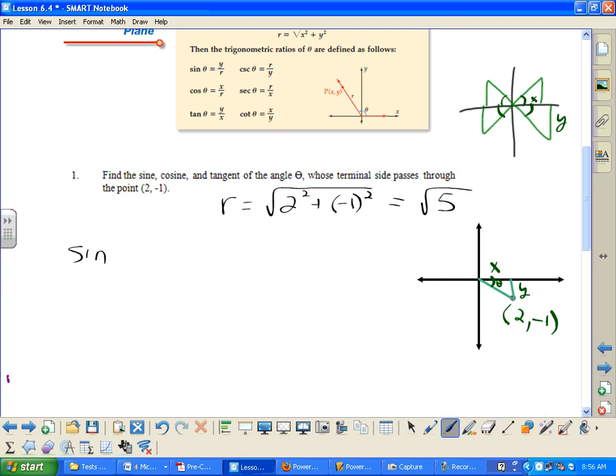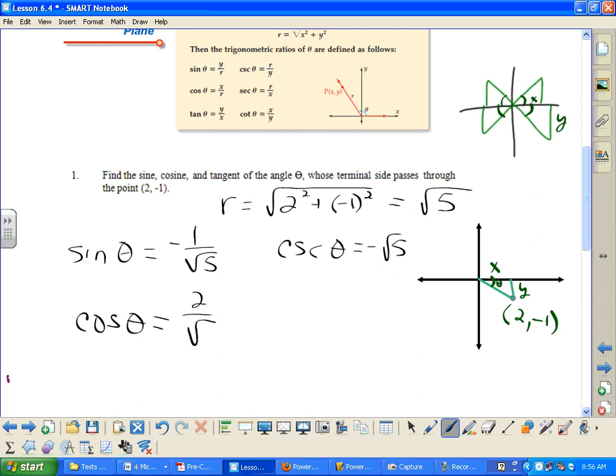So sine of theta is equal to y over r. And yes, I am going to allow you to leave the radicals in the denominator. Now, I expect that you will do sine and then cosecant next to it, even though I didn't do that on the quiz, just to see if you're paying attention. So cosine is always x over the hypotenuse. So secant would be the reciprocal of that, hypotenuse over x.